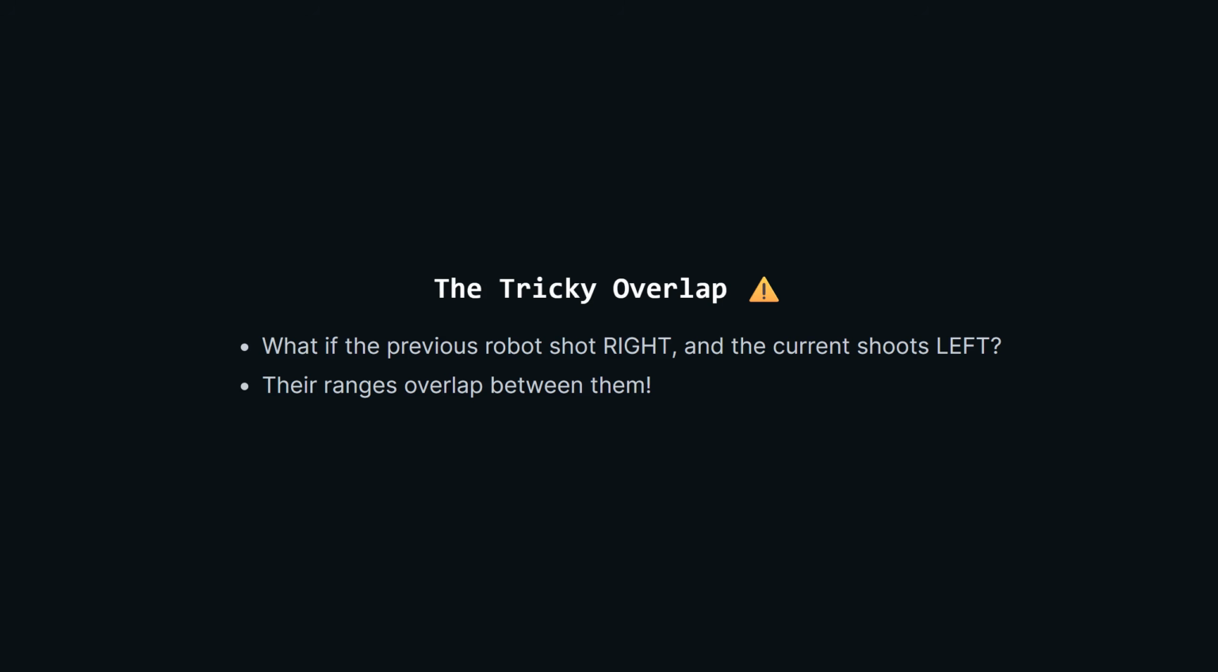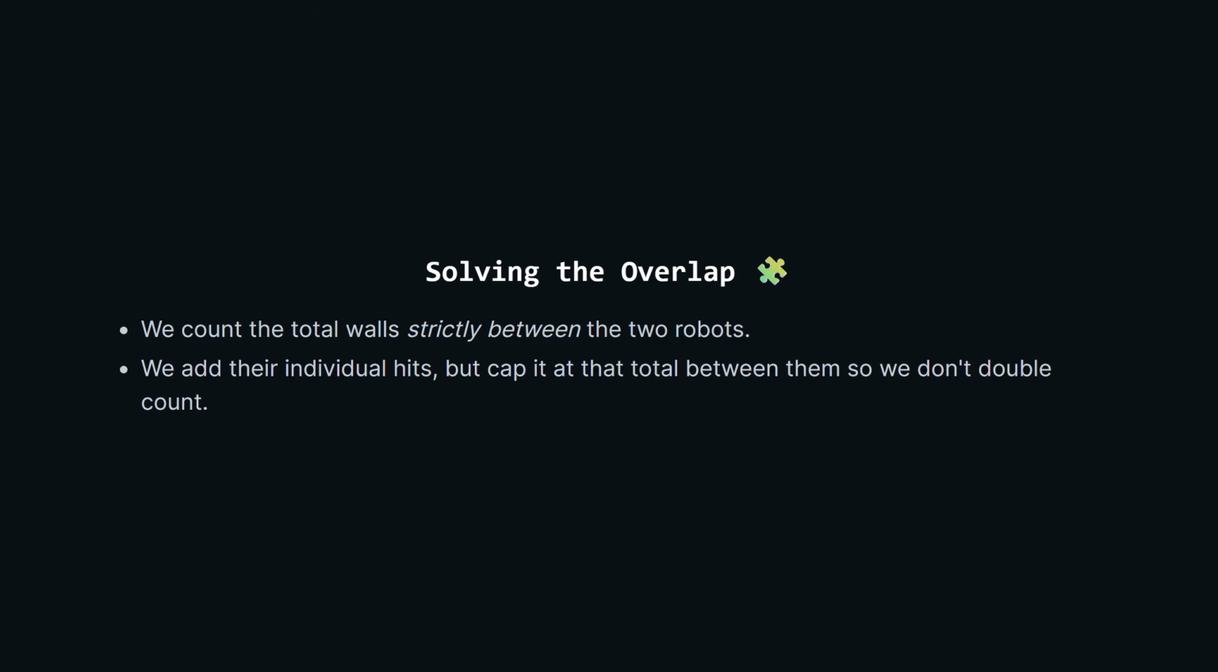The hardest part of this problem is handling overlaps. What if the robot behind us shot to the right and we shoot to the left? Their bullets cross paths in the middle. To solve this, we also pre-calculate the total number of walls sitting exactly between the two robots. When adding up their scores, we combine what they each hit, but we cap that sum at the total number of walls available between them, ensuring we never double count a destroyed wall.